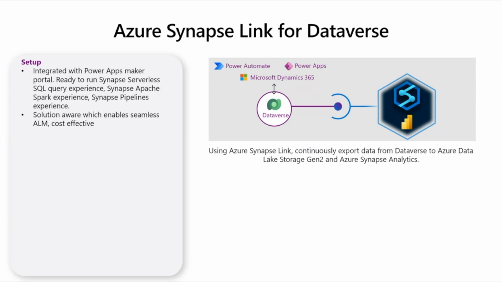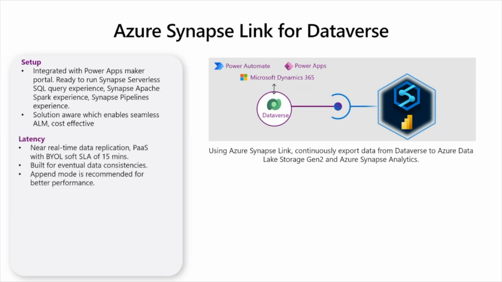For setup, the service is integrated with the Power Apps Maker portal, so you can easily link a Dataverse environment to an Azure Synapse Link Workspace. The association between a Dataverse environment and an Azure Synapse Workspace and Azure Storage account is a profile, and this is a component that is solution aware. For latency, this is near real time with a soft SLA of 15 minutes for platform as a service mode when you bring your own storage account.